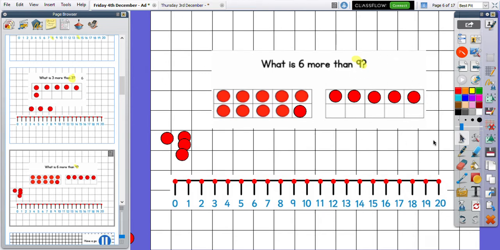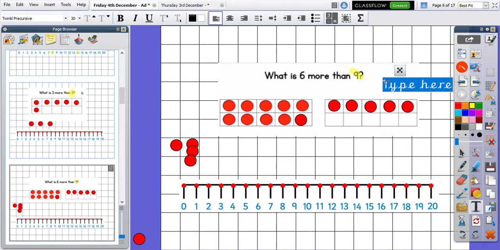So I'm going to see how many I've now got all together. Now, we should already know that in my tens frame here, there are 10, because it's full, isn't it? So I shouldn't need to count all of those. I know there's 10 there. So 10, 11, 12, 13, 14, 15. So my answer is 15.